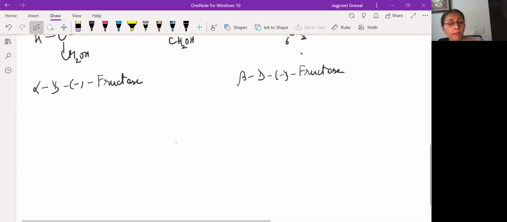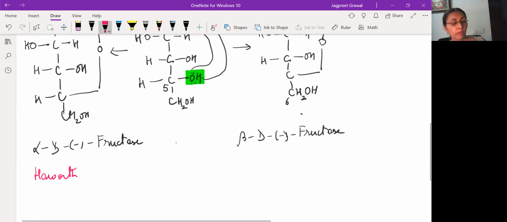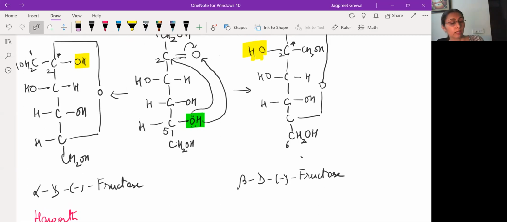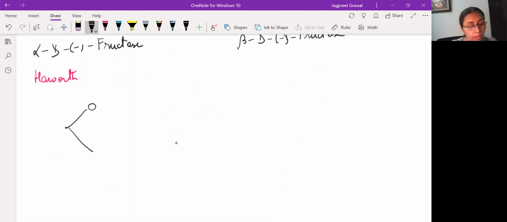So the same way I can draw the Haworth projections, the way we drew in case of glucose molecules. The Haworth projection will have a 5-membered ring, starting from oxygen, then 2, 3, 4, and the 5th carbon. This is 5th, this is 6th. So you get a 5-membered ring like this. So this is carbon 2, this is 3, this is 4, and this is carbon 5, to which you have the CH2OH group attached over here.